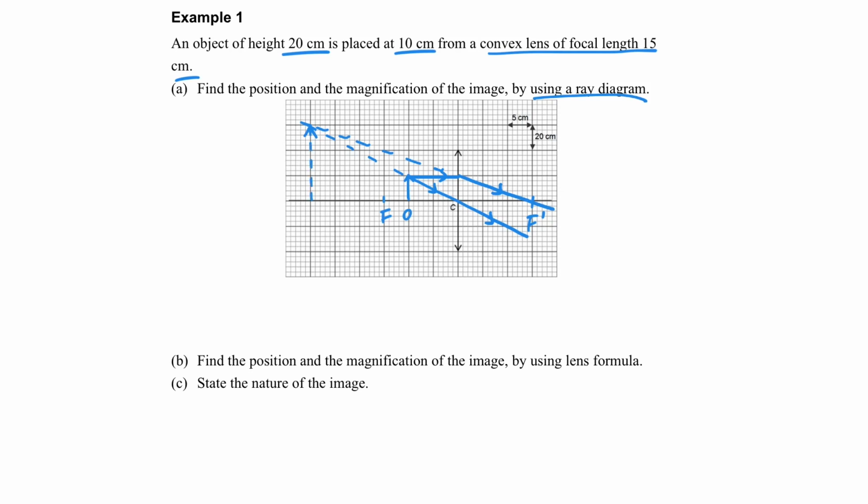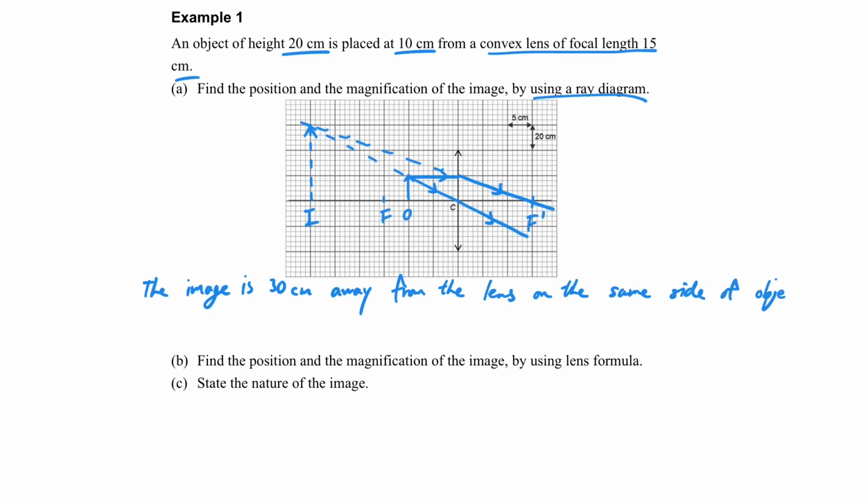So we can find the virtual image here, which is also magnified. The position of the image is 30 cm away from the lens, and on which side? We will say that it is on the same side as the object. We won't say left or right, because it's not accurate enough. And the magnification is v over u, so it's 30 over 10, so it is equal to 3.